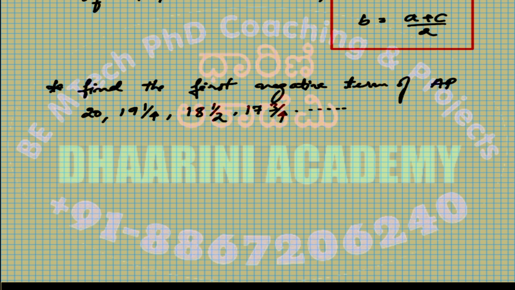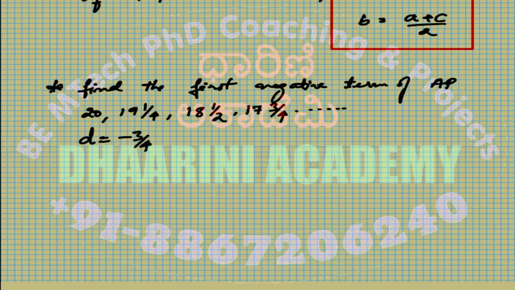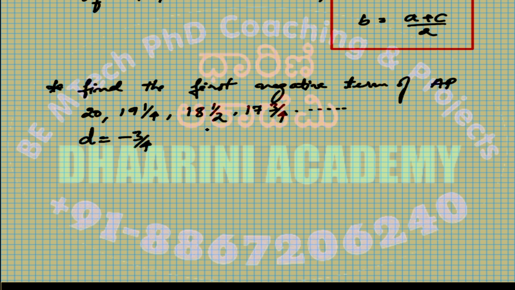This is a decreasing AP because I can understand that the D is equal to minus 3 by 4. It's reducing. So I know that this is a decreasing AP, so ultimately the terms are going to be negative. The question is to find the first negative term of this AP. My point is to find when the Tn becomes less than 0. Let me write the Tn, that is the last term, since I want to check when it becomes negative.